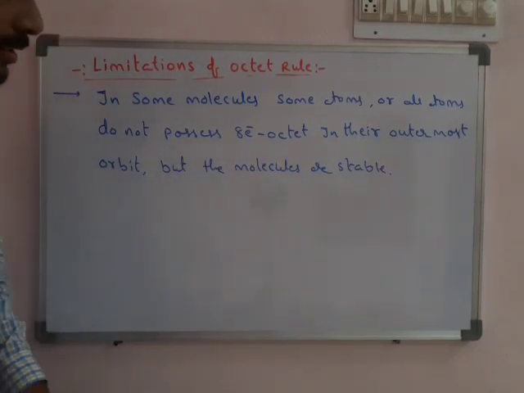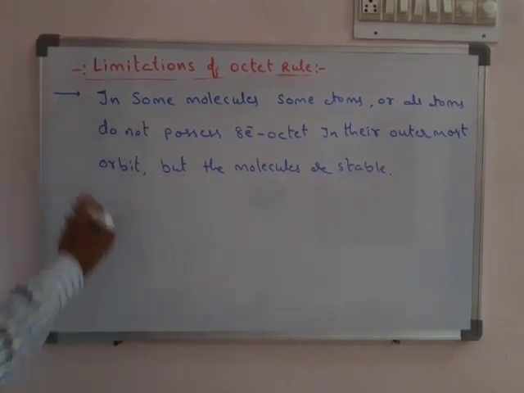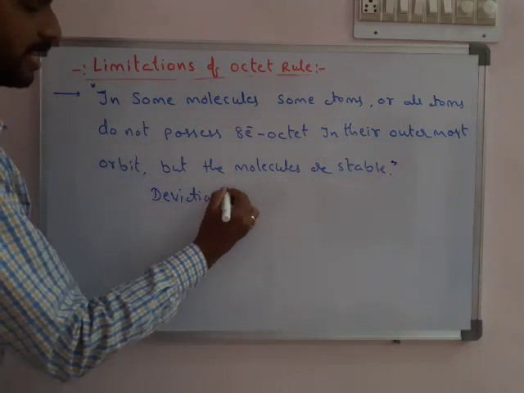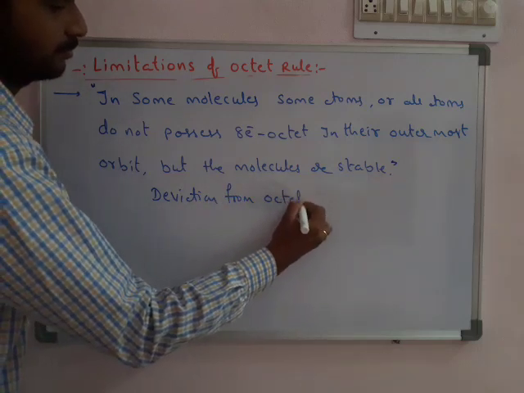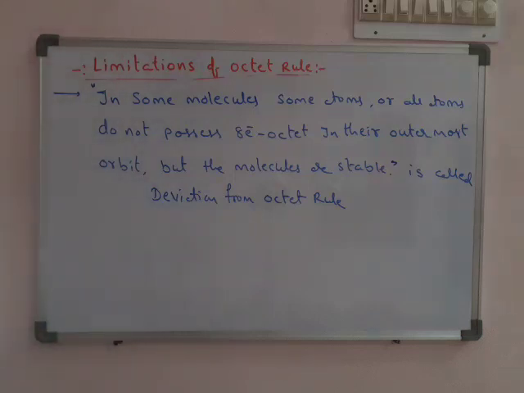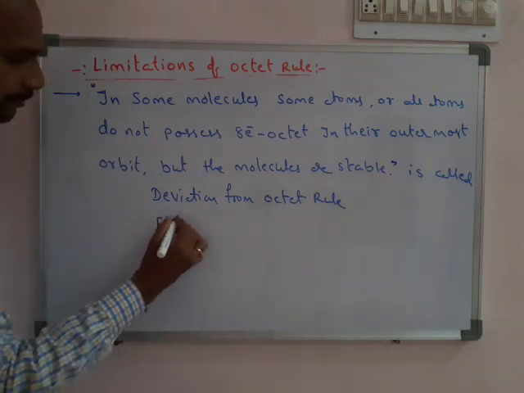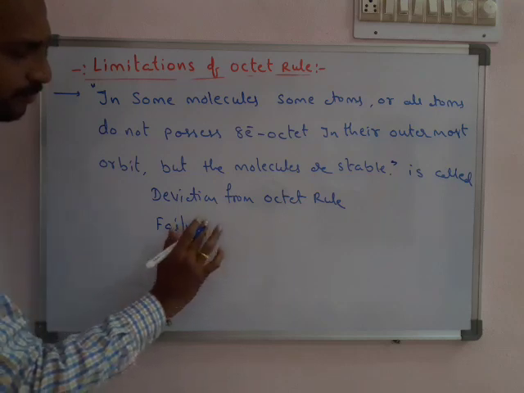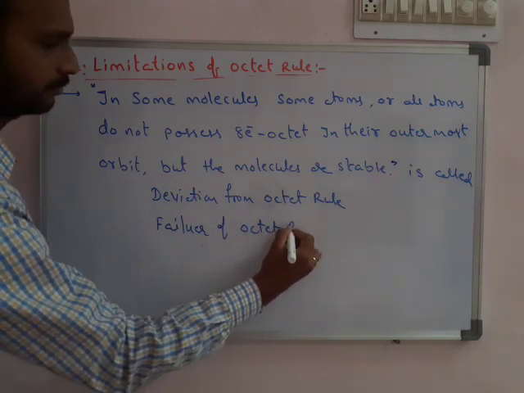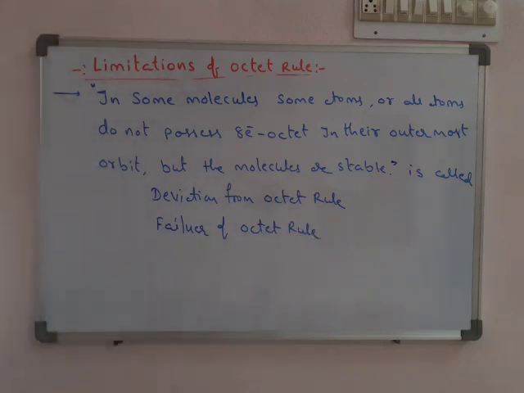In which some atoms or all atoms do not have eight electrons in their outermost shell, but the molecules are stable. So this concept is known as deviation from the octet rule. Nothing but we can say failure of the octet rule. It is also known as limitation of the octet rule. So how does it take place? Okay, we see some examples.